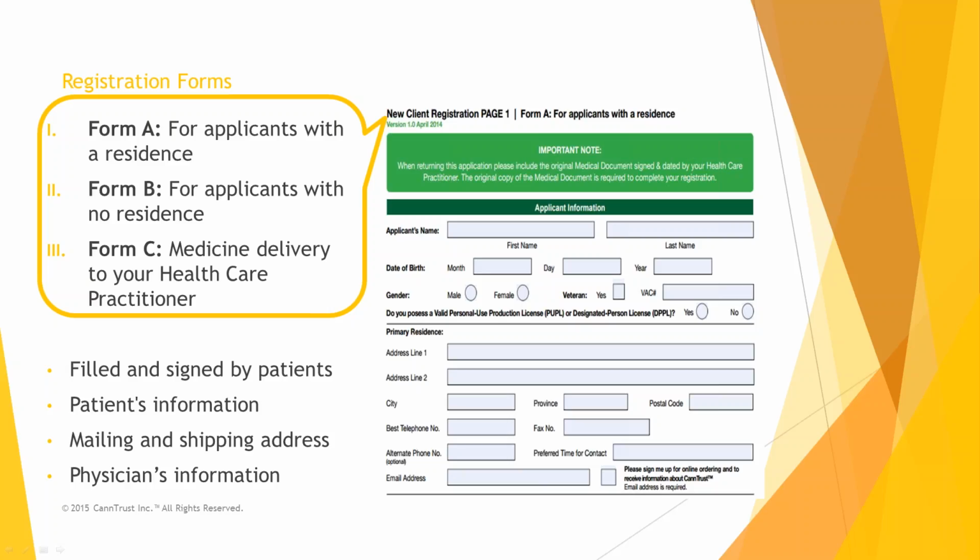Form B is for people that are living in a shelter or a hotel, and Form C is for cases where the physician wants to receive the medication directly and then dispense it to the patient. So these are the 3 different forms available for registration. But most of the patients are going to use Form A for registration. Next slide.